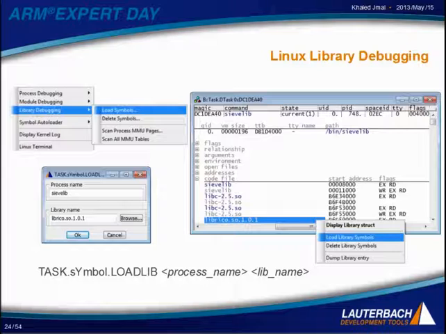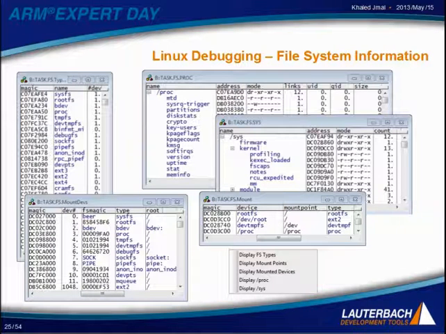You can also configure the debugger to check the symbols for all libraries for a specific process and load them. With the Linux awareness, you have different windows. For example, here displaying the file system information, the different configured file system types, for example, the mount points, mounted devices, display the proc file system, the sys file system. You can open all these windows from the Linux menu.